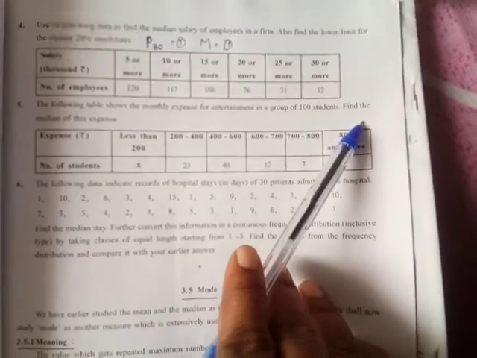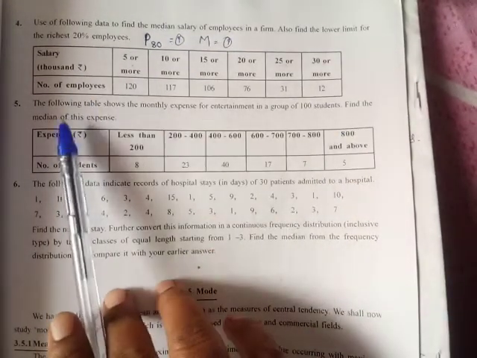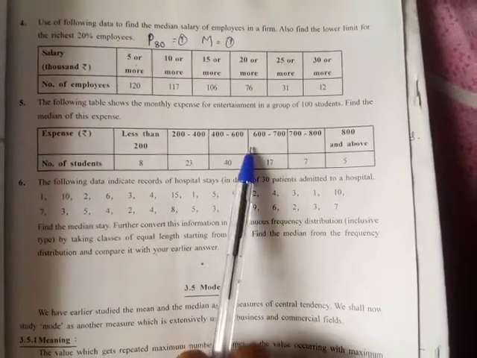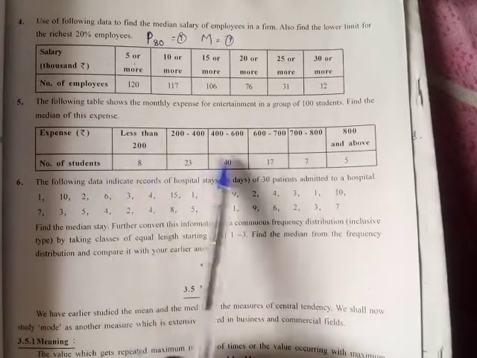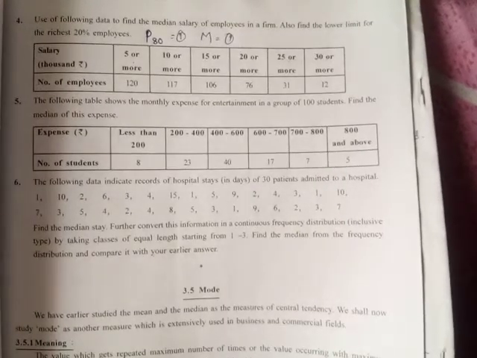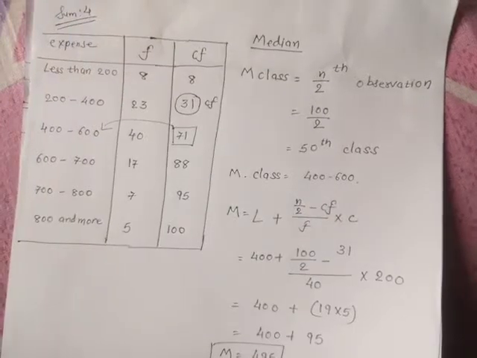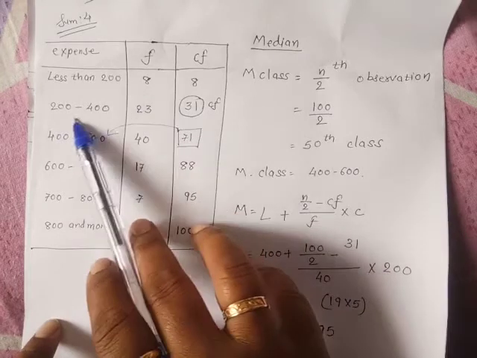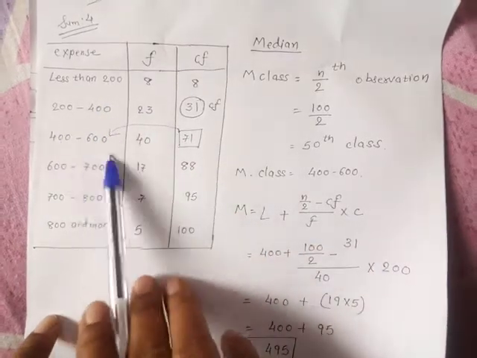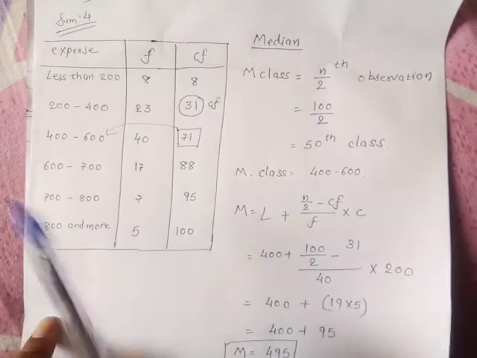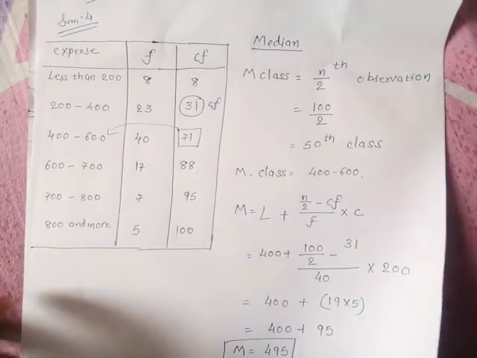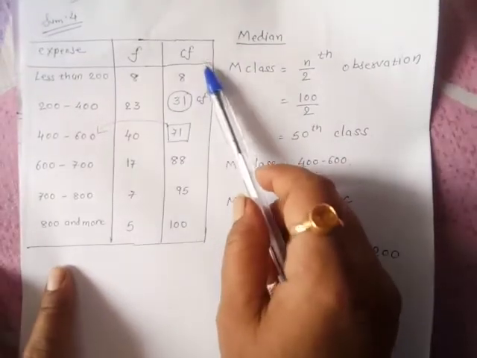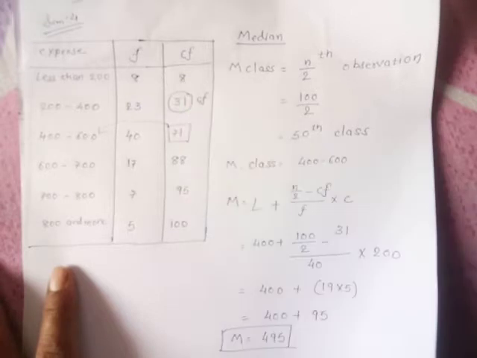So see, I have written these expenses and frequency. Less than 200, 200 to 400, 400 to 600, 600 to 700, 700 to 800, and 800 and plus. Frequency is given. To find out median for a continuous series, we require only and only CF. So I have the CF, the first one as it is, right? Then 28 plus 3, 31, 31 plus 40, 71, 71 plus 17, 88, 88 plus 7, 95, 95 plus 5, 100. So now we get n is equal to 100, which is given in the sum. That means our CF is correct.